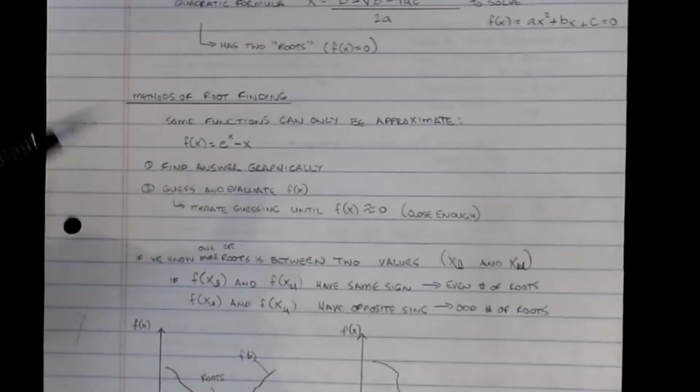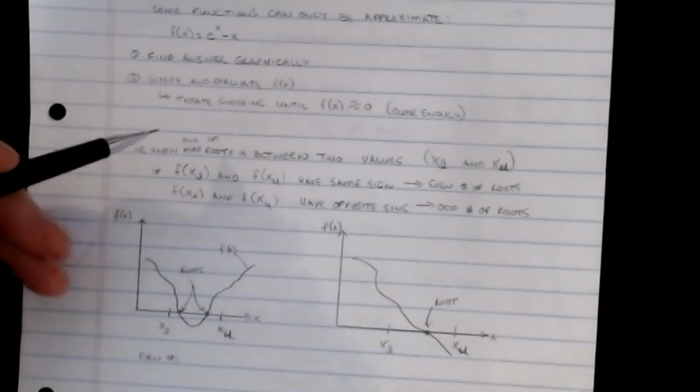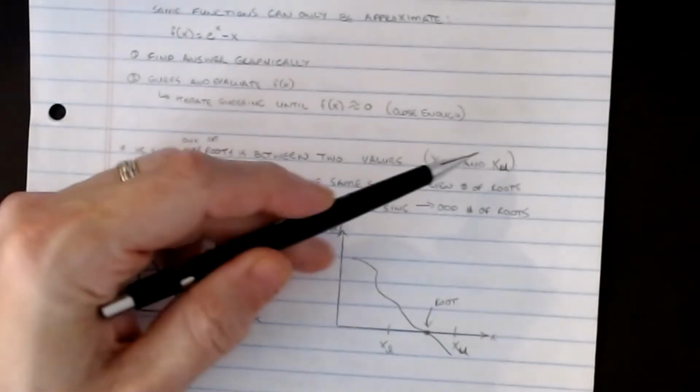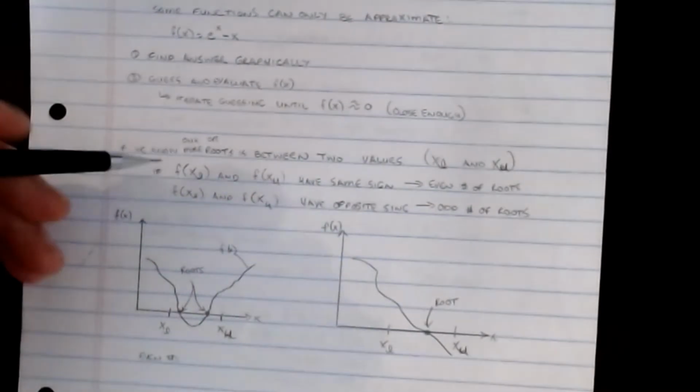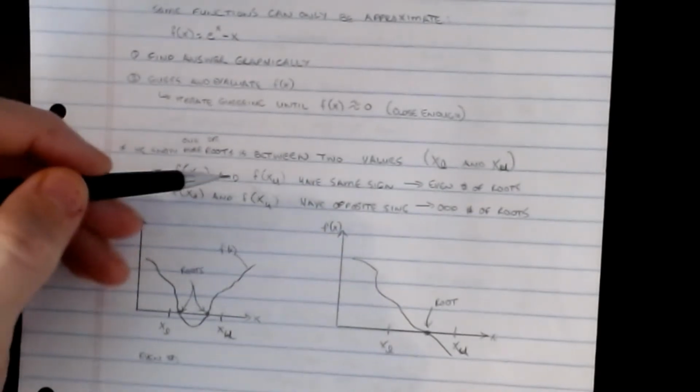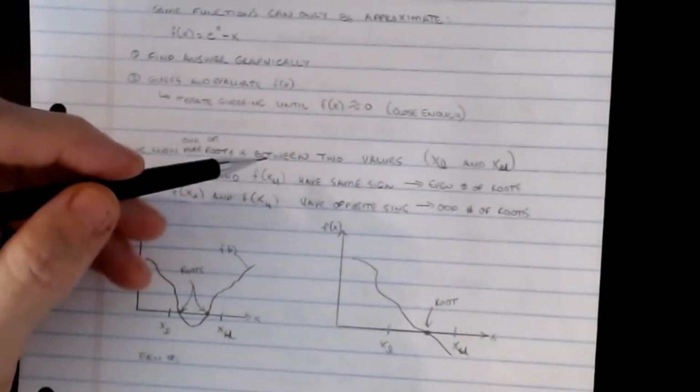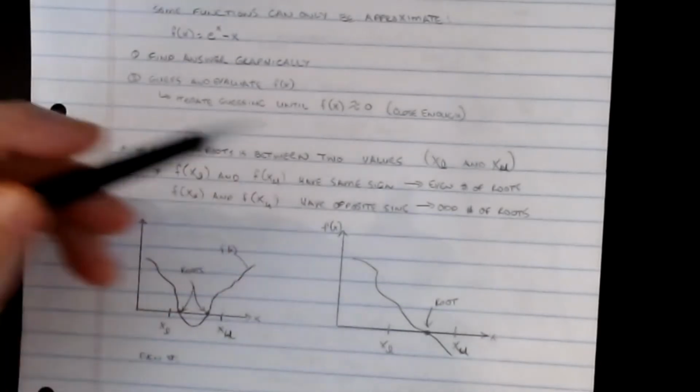So here's what we're going to do: we're going to set up our methodology as such. If we know that one of the roots is between two values, let's call them x lower and x upper, xl and xu, and the function evaluated at xl and the function evaluated at xu have the same sign, then there would be an even number of roots that have to occur. And we can see that by plotting this picture here.